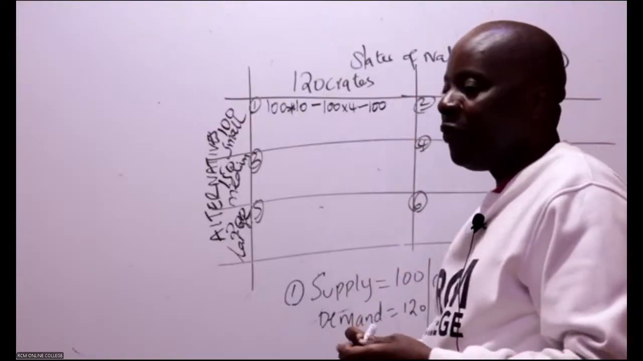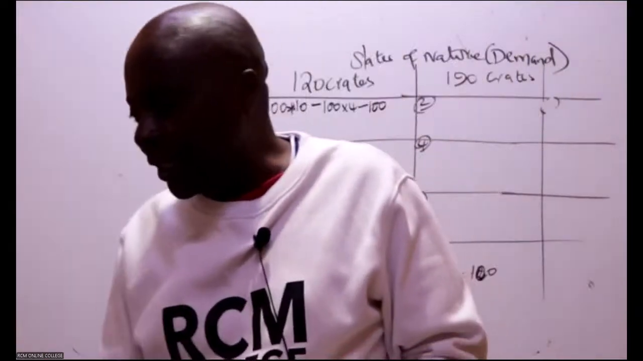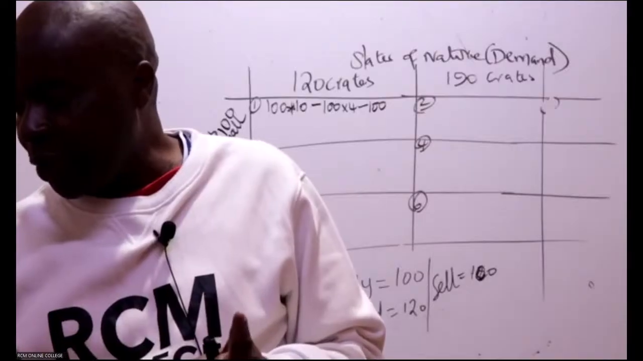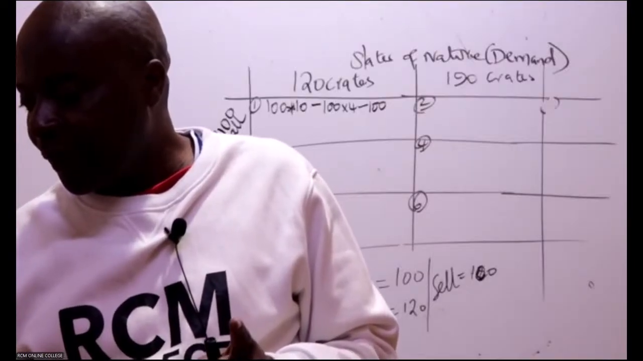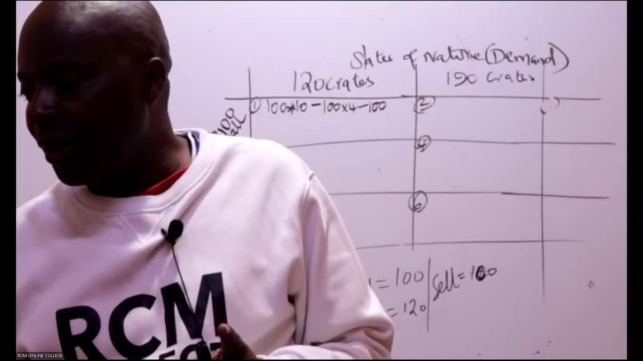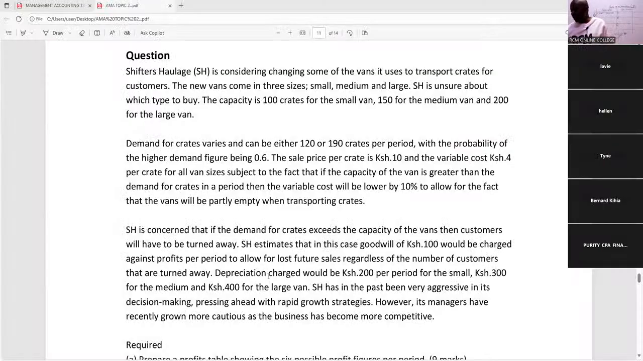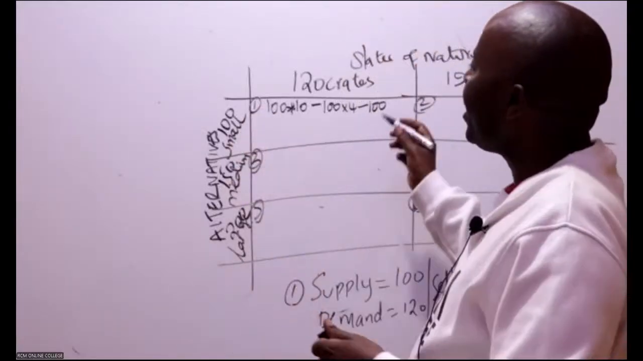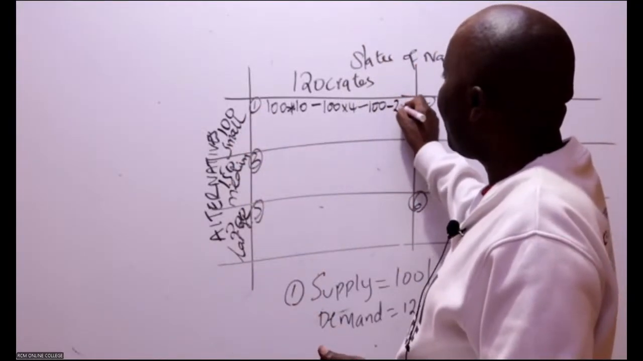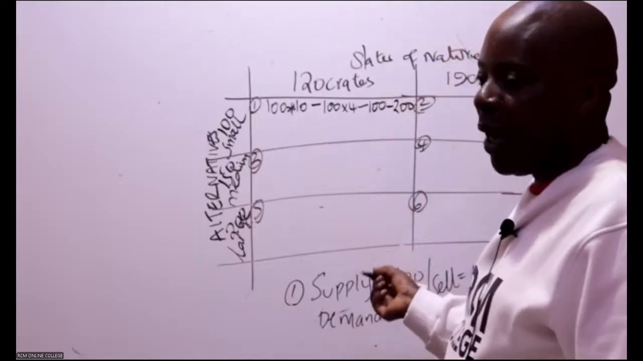And then somebody very bright here, opportunity cost, yes, has been able to see something that most of us wouldn't have seen. That we have depreciation for these vans. Yeah, we are given depreciation. You can see here. Depreciation charged would be 200 per period for the small, 300 for the medium, and 400 for the large. Regardless of what decision you make, if it's a small van, there will be depreciation. So minus 200. Small van is 200 depreciation.